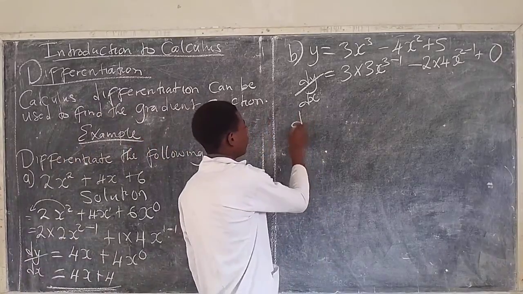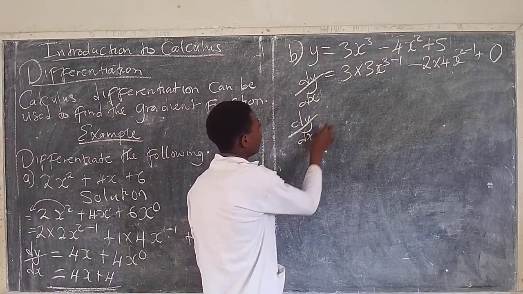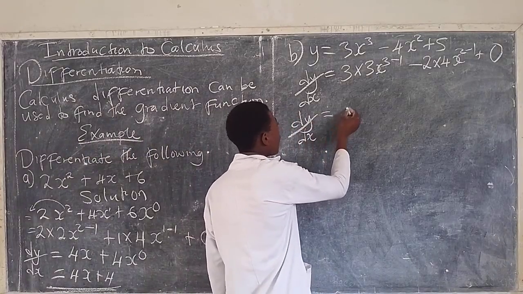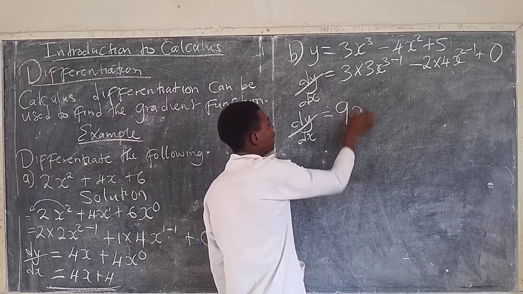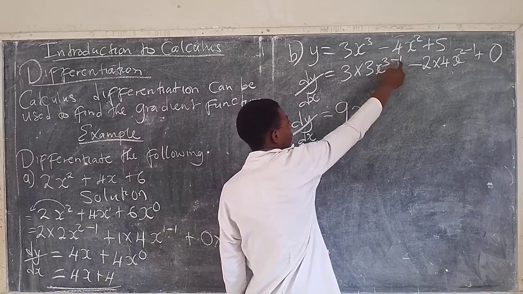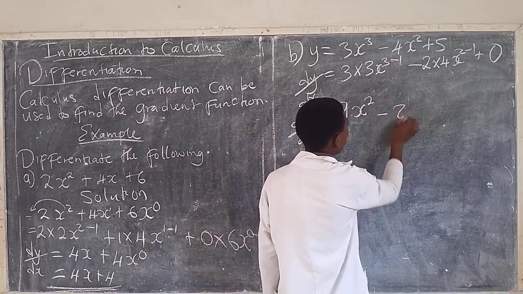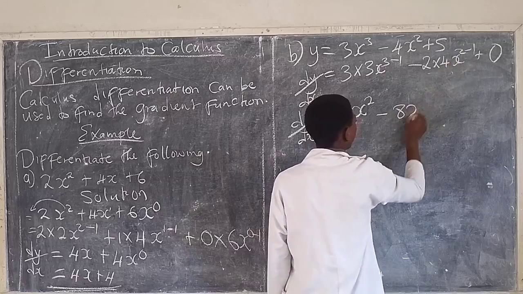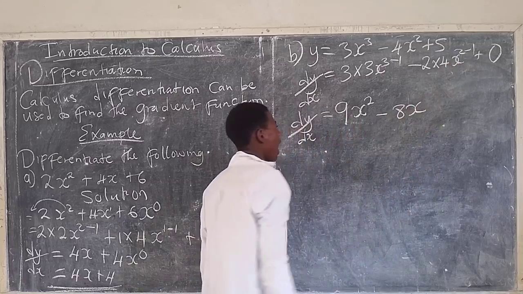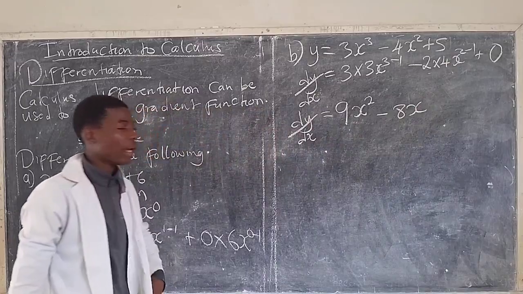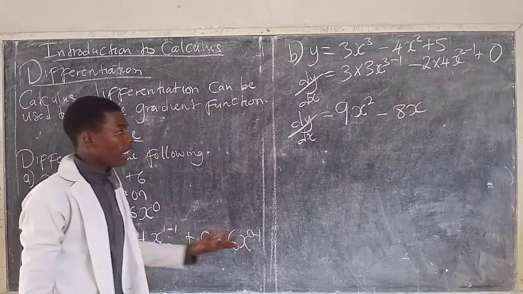So dy over dx should be equal to 3 times 3, which gives us 9, x to the power 3 minus 1, which gives us 9x squared. Then we have minus 8, and 2 minus 1 gives us x. So our answer is 9x squared minus 8x.